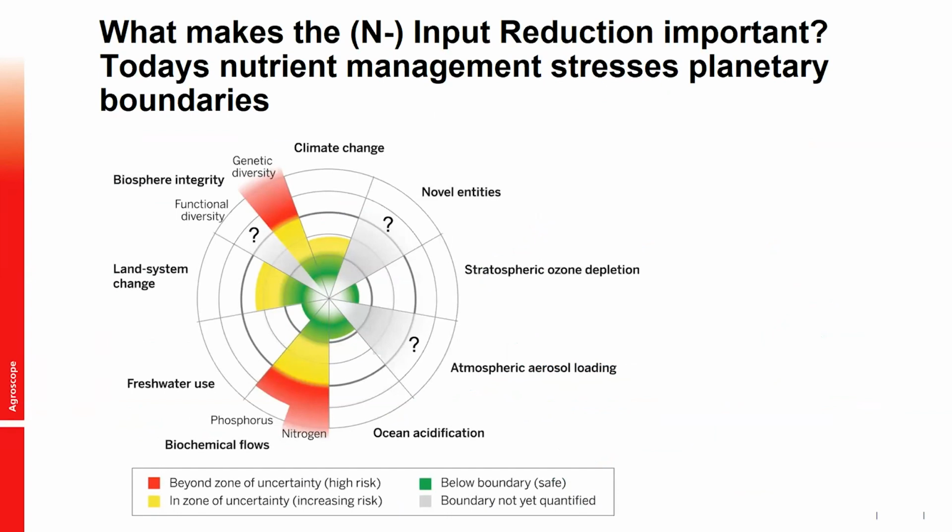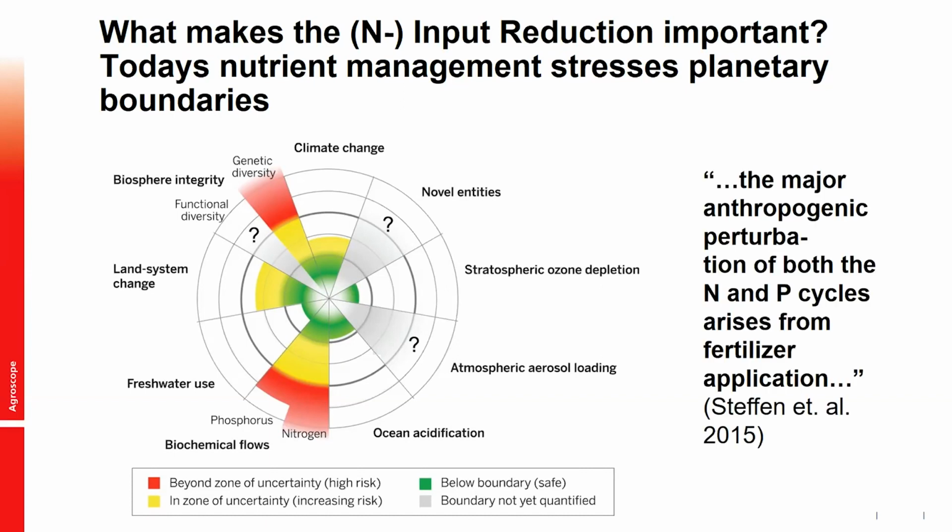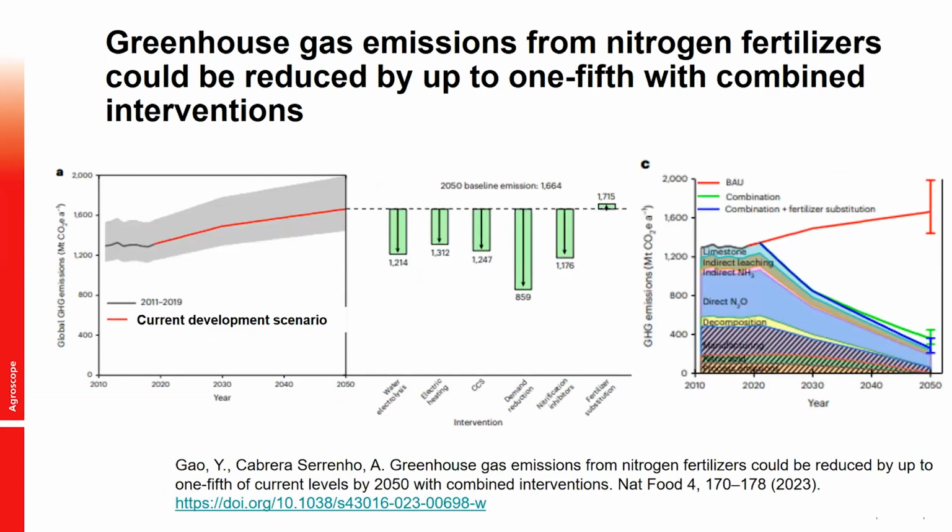To set the stage, I want to ask the question: what makes nitrogen input reduction so important? Maybe most of you know this kind of figure from Steffen and colleagues, where it's clearly shown that nitrogen and phosphorus cross our planetary boundaries quite a lot. Adding to that, we can say that the major perturbation is made by agricultural management.